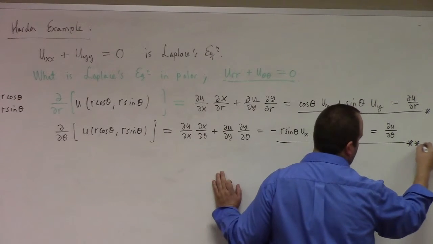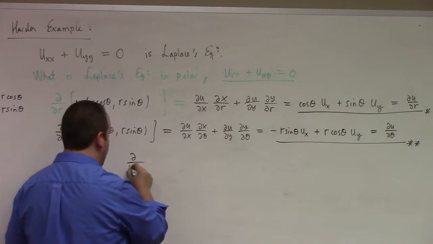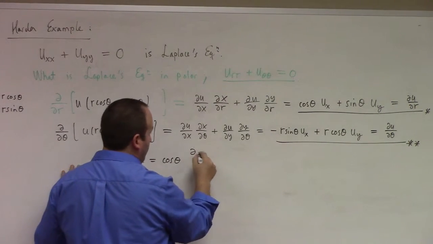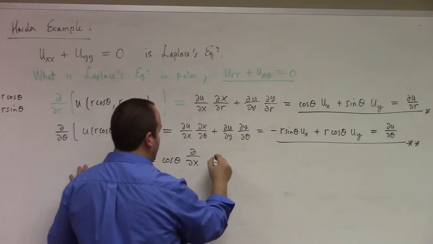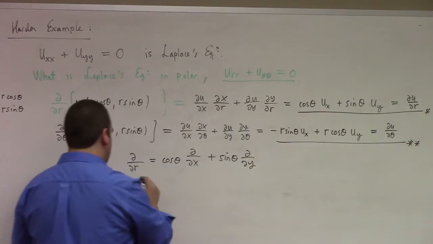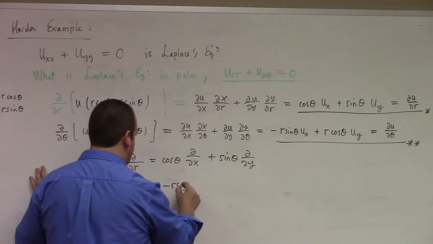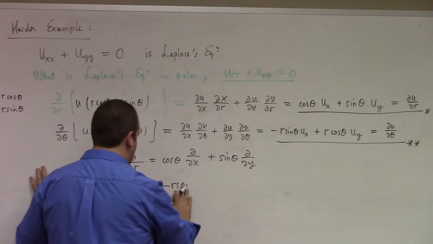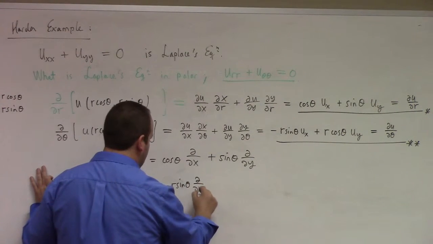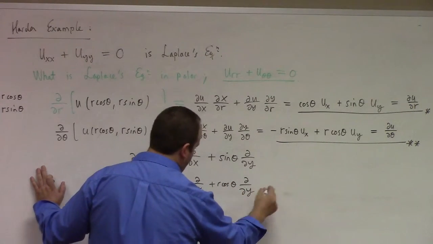If you remove the u's, you have the following partial operator equations. You have partial r is equal to cosine theta partial x plus sine theta partial y. And you have that partial theta is equal to minus r sine theta partial x plus r cosine theta partial y.